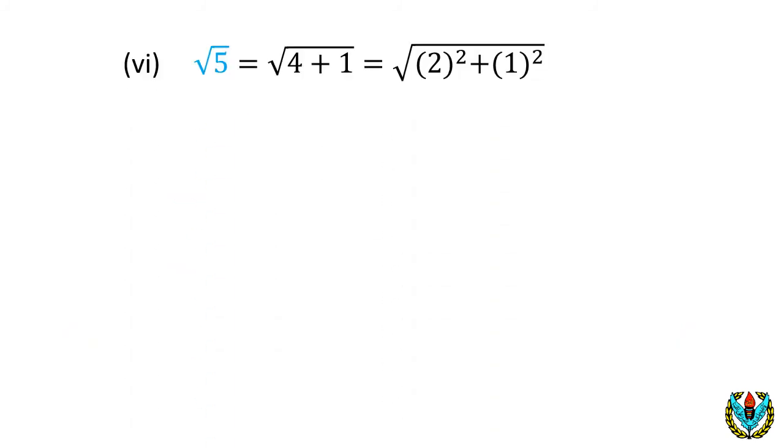Part 6, under root 5. We know that 5 is equal to 4 plus 1, and 4 is the square of 2, and 1 is the square of 1. So we have converted 5 into a sum of squares of two numbers.